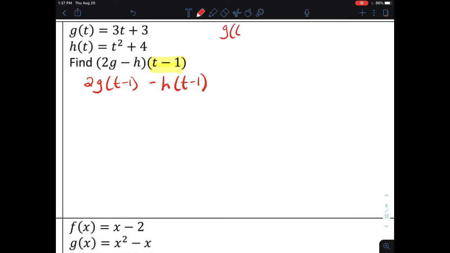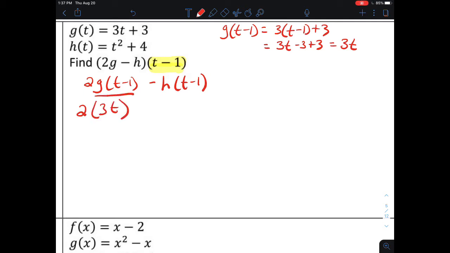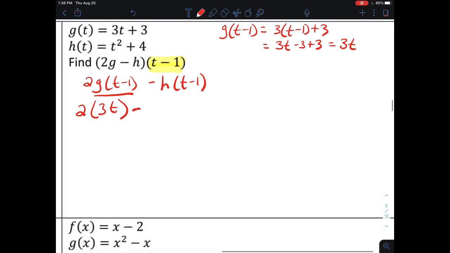So begin by finding g of t minus 1. I replace the t in g with t minus 1, and I write the rest of the problem. That gives us 3t minus 3 plus 3, which just leaves us with 3 times t. So I'm going to go ahead and put that in and say, okay, we have 2 times 3t, because we wanted to multiply it to g of t minus 1. Now we have to figure out what h of t minus 1 is.